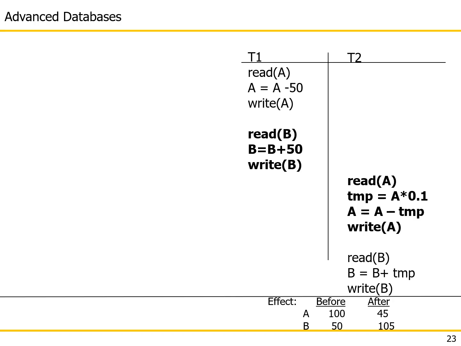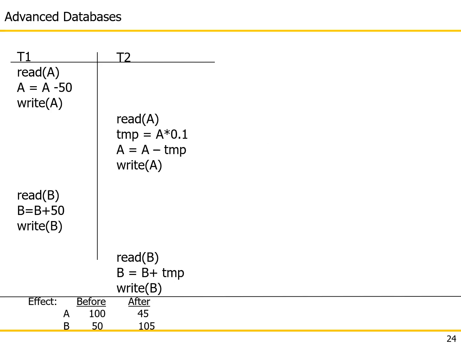And then when T2 runs, I'm going to calculate what's 10% of 50, which is 5. I will subtract it from A. So A, instead of being 50, now becomes 45. And then I will add those 5 to B. So B becomes 105. Notice that this is a serial schedule where T1 followed by T2 is the plan of running things. And consequently, this is again a gold standard. And what you see at the bottom displayed before and after: before, this is an old consistent state A100 B50, and after, this is a new consistent state A45 and B105.